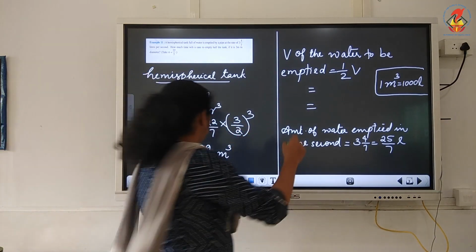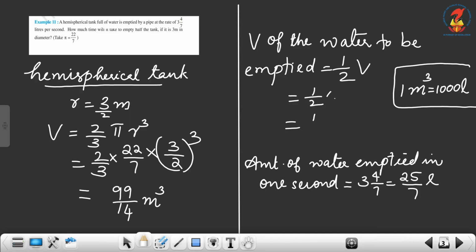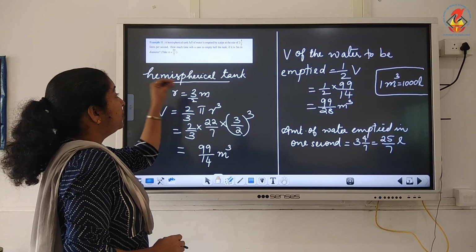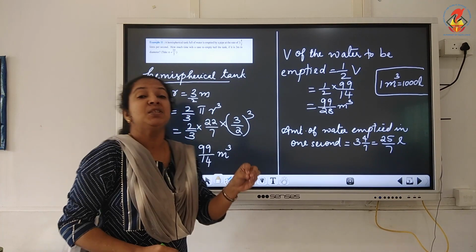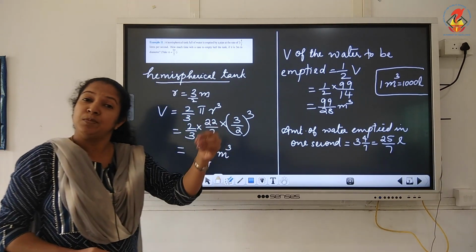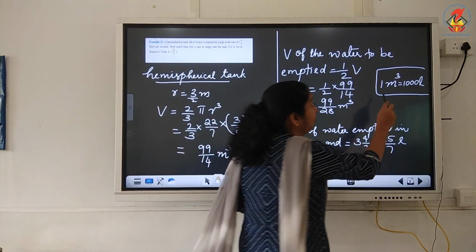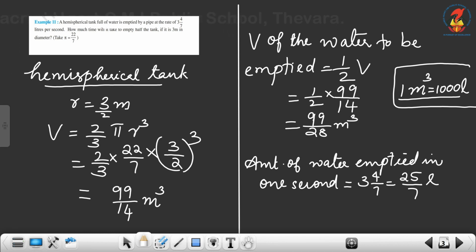So, clearly what we need is volume, and how much water is to be emptied? Half of the volume. So, we can write this as half into 99/14, which is equal to 99/28 meter cube. But they are emptied at the rate of 3 4/7 liters per second. So, we have to find how many liters of water this is. For that we use the relation 1 meter cube is equal to 1000 liters. So, this much meter cube is equal to 99/28 into 1000 liters.